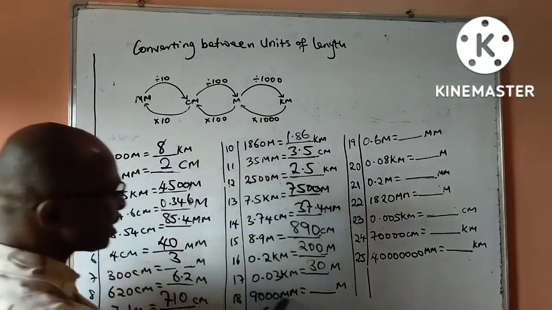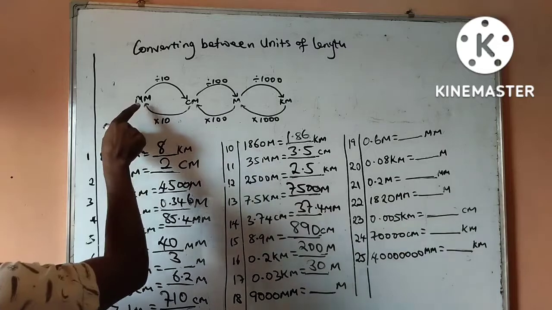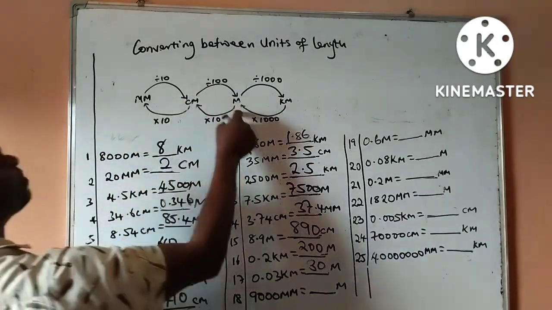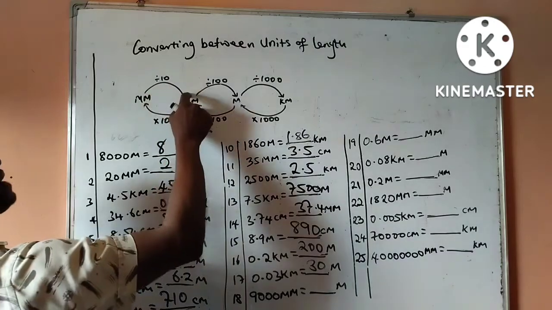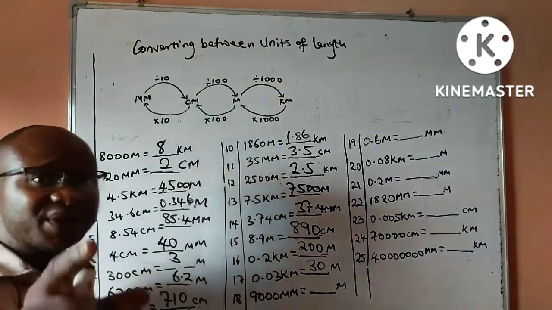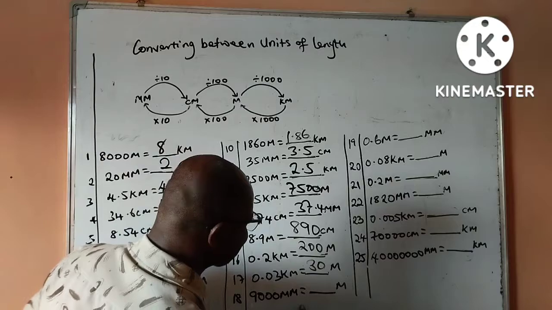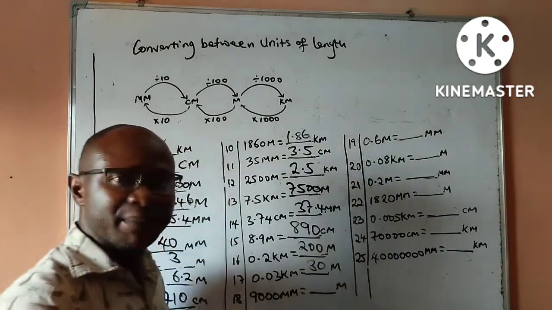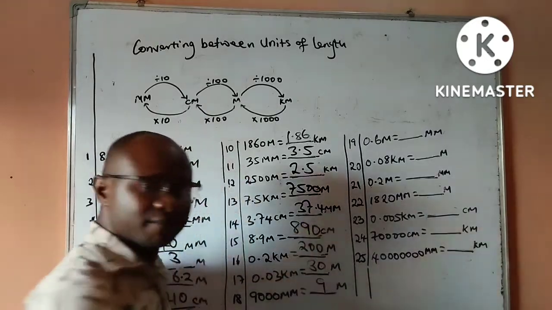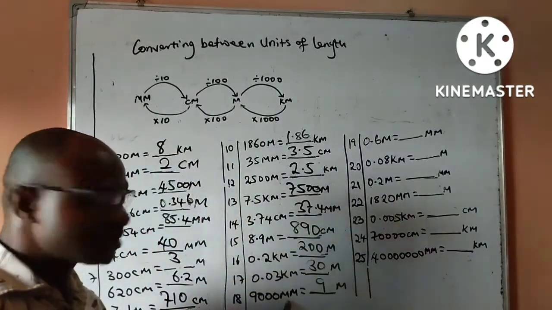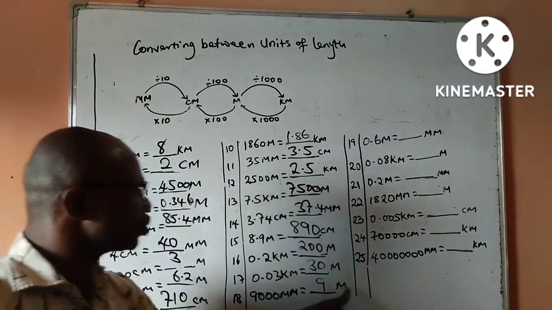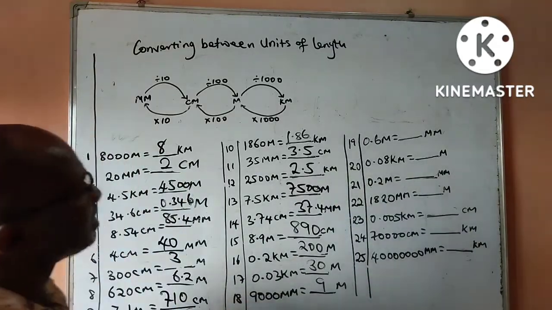Number 18. mm to meters. From mm to meters, see it here. Look at it. I divide by 10, I divide by 100. That means I'll be dividing by 1,000. So when I divide 9,000 mm to get the answer in meters, my answer will be 9. From millimeters to meters, I divide by 1,000, my answer is 9.